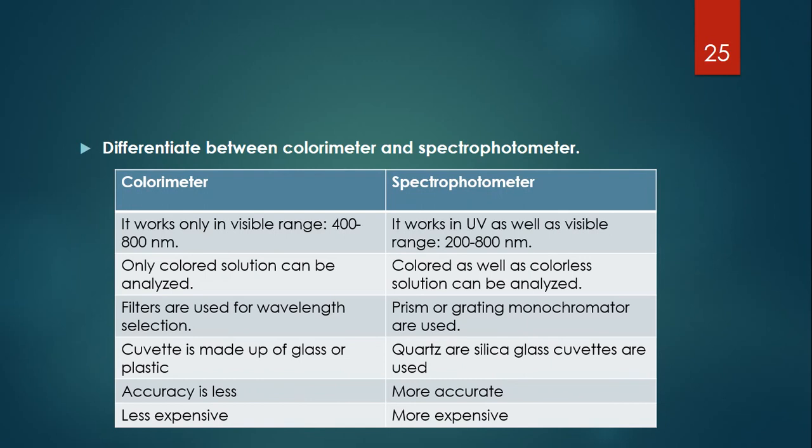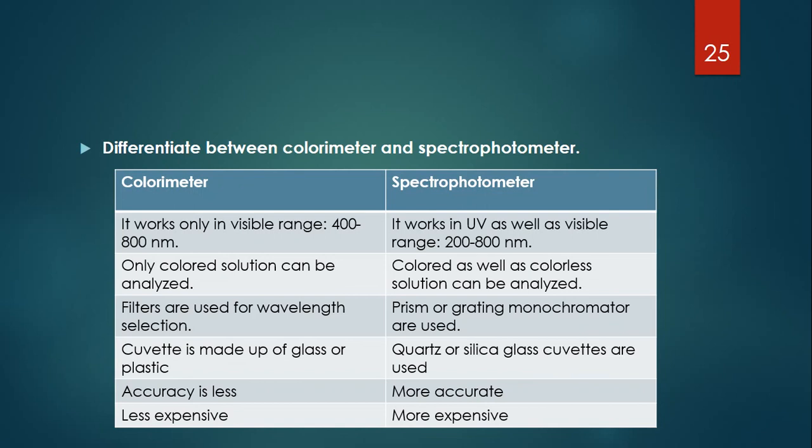Filters are used for the wavelength selection in colorimeter, that is, a range is to be selected. For spectrophotometer, prism or grating monochromator are used. In colorimeter, the cuvette is made up of glass or plastic. As we are working in visible range, glass or plastic is enough. But in spectrophotometer, quartz cuvettes are to be used.